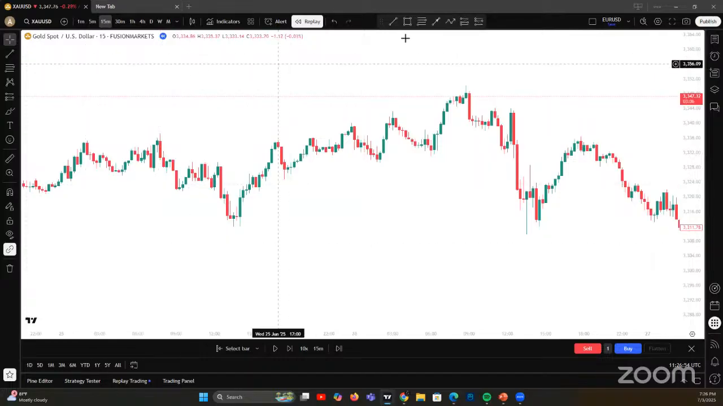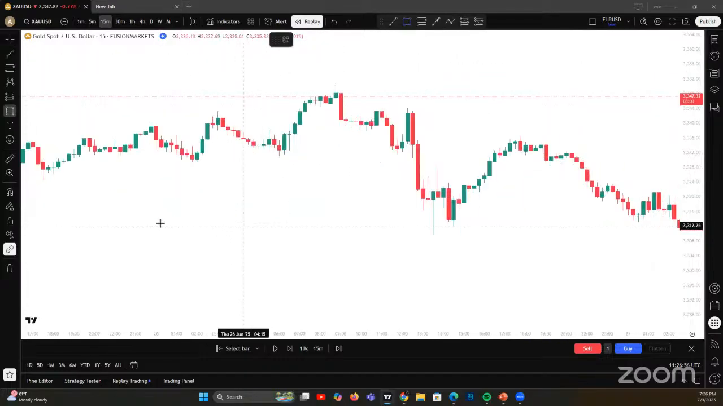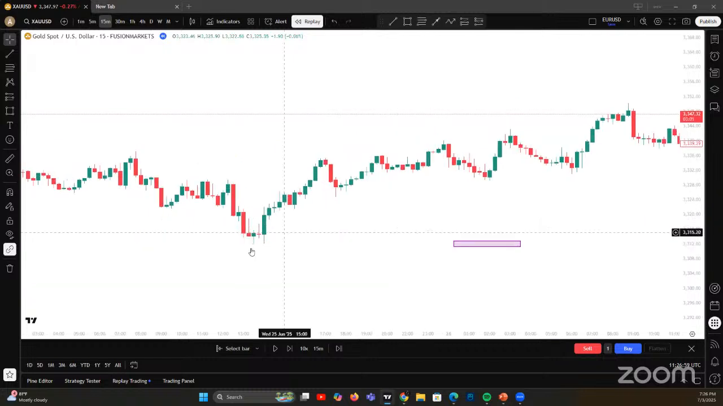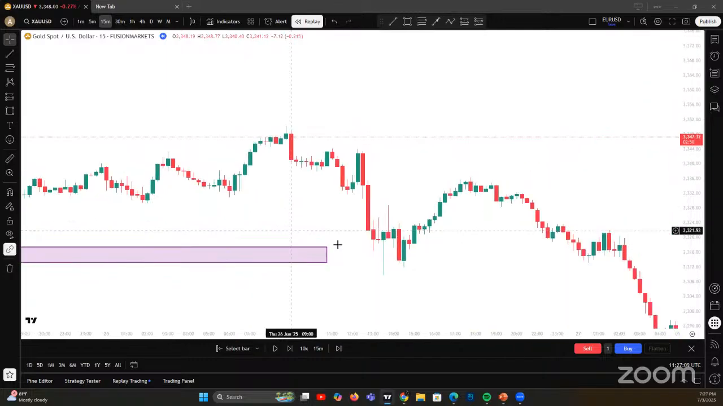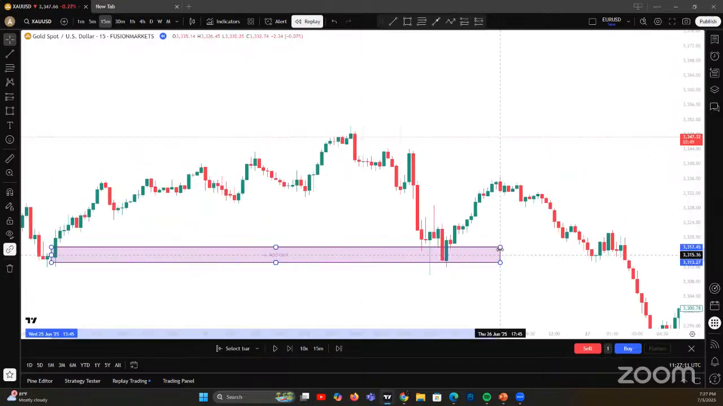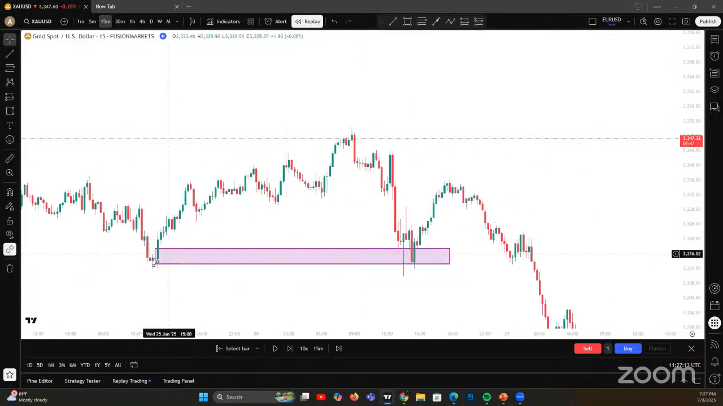Okay, this is an engulfing, a red and a green, right? Let's mark it there and stretch this on the right. What do you notice?